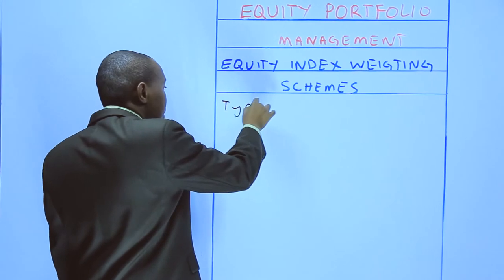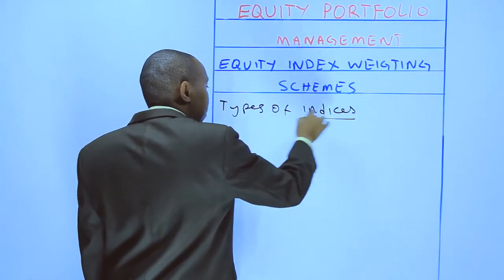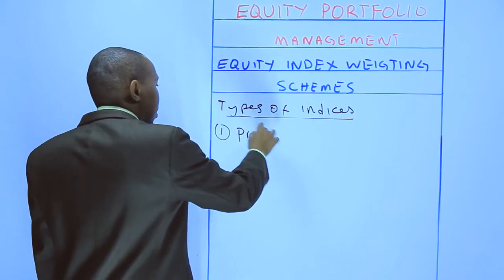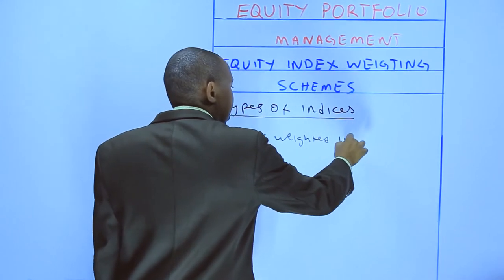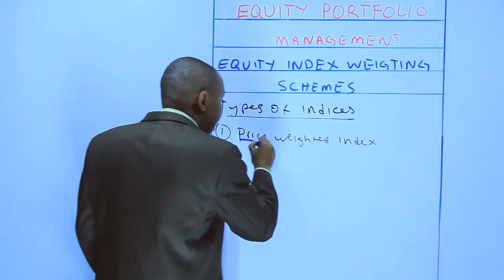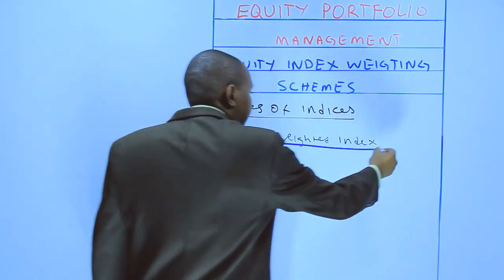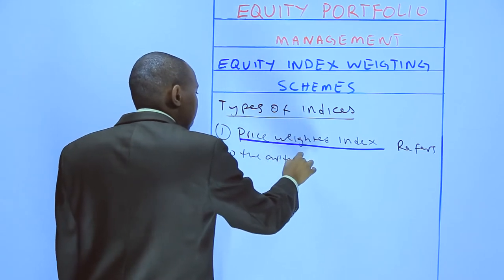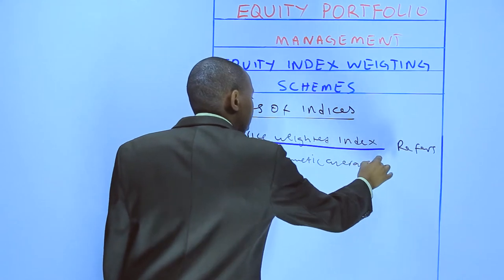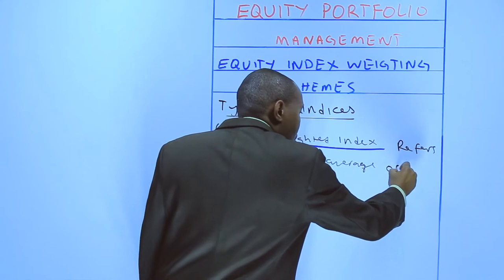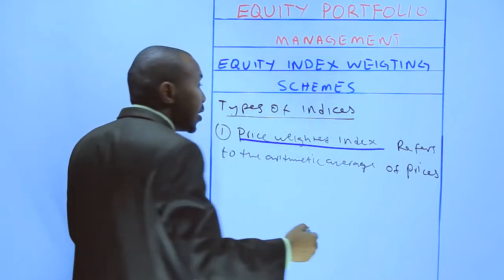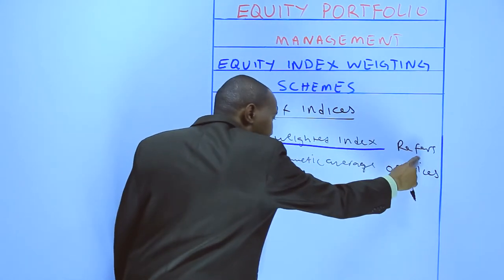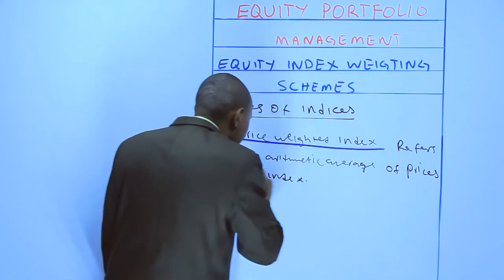Now, types of indices. The first type of index that exists is the price-weighted index. Under the price-weighted index, we can say it refers to the arithmetic average of prices in the index. Price-weighted index refers to the arithmetic average of prices in the index.